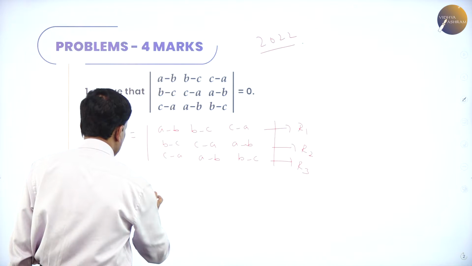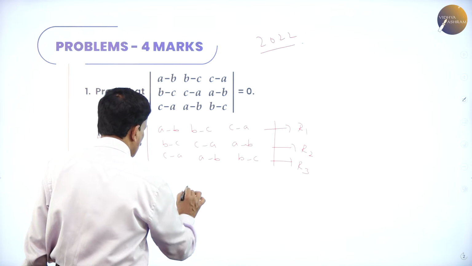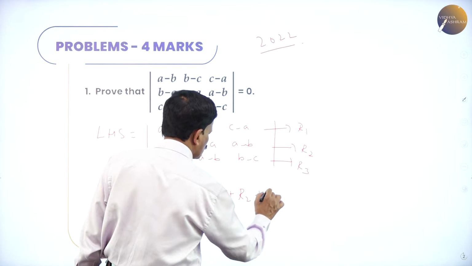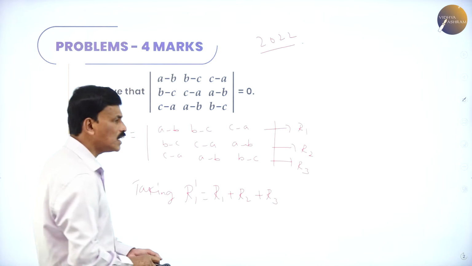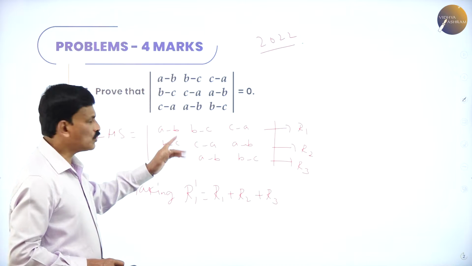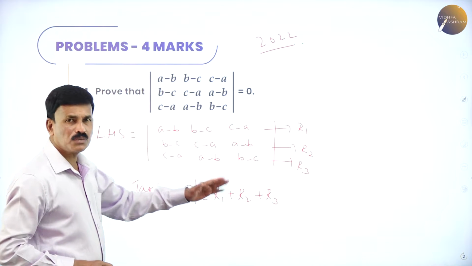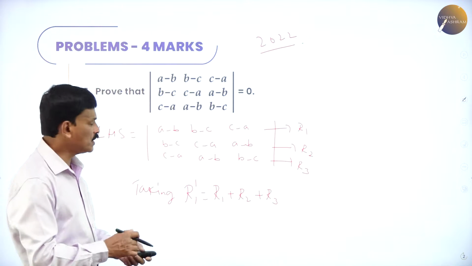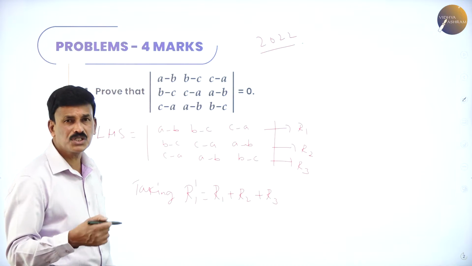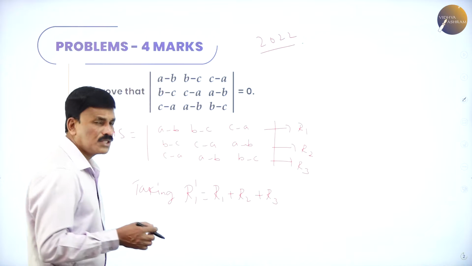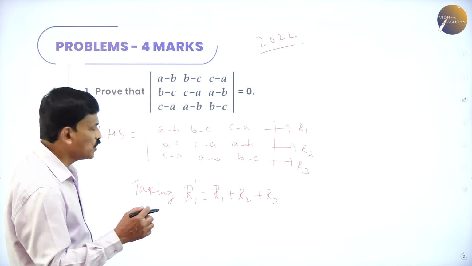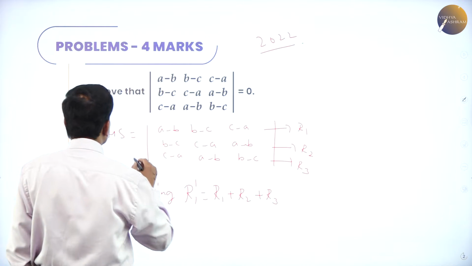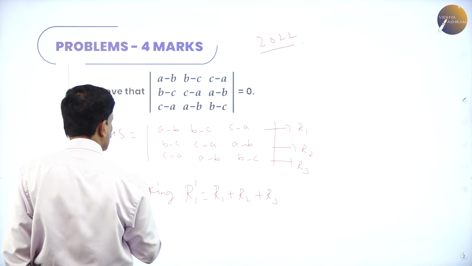Now let us take R1 dash is equal to R1 plus R2 plus R3. Convert row 1 to R1 plus R2 plus R3. Otherwise you can take the column also. Convert column as C1 dash is equal to C1 plus C2 plus C3 as you wish. The intention is just to convert any row or any column. For that, add all the rows or all the columns. Now that is equal to, I will go to the next page, that's equal to.